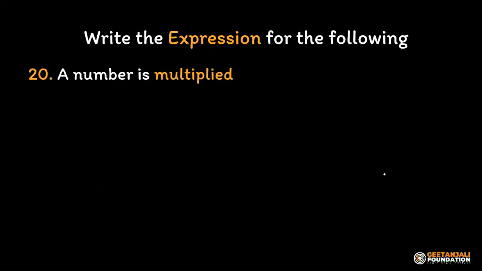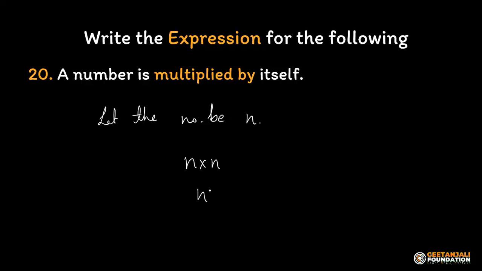Next is, a number is multiplied by itself. You don't know the number, but you have to multiply it to itself. So let the number be n. So if the number is n, you have to multiply it by itself. n times n, it means you can write n squared. So when a number is multiplied by itself, you get the square of it. So either you can write it this way or you can write it this way.